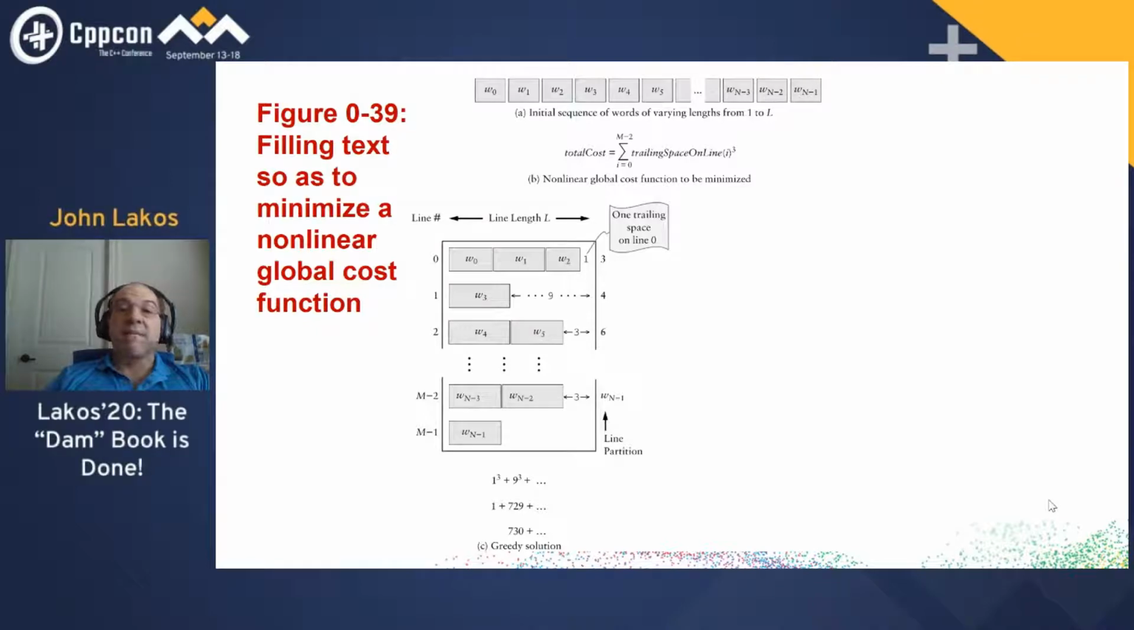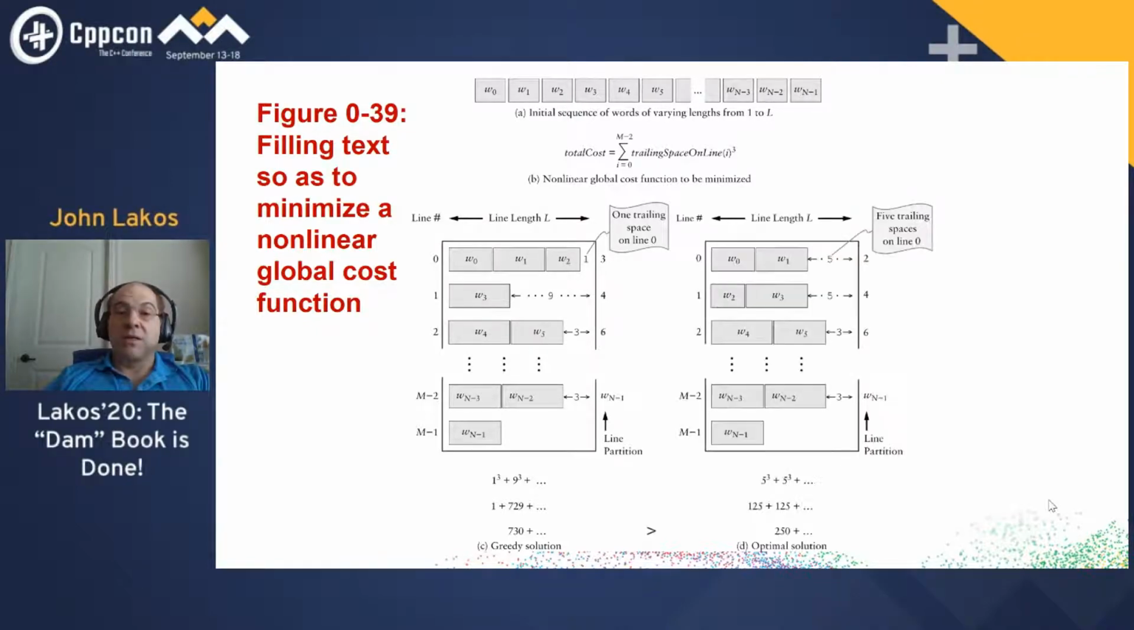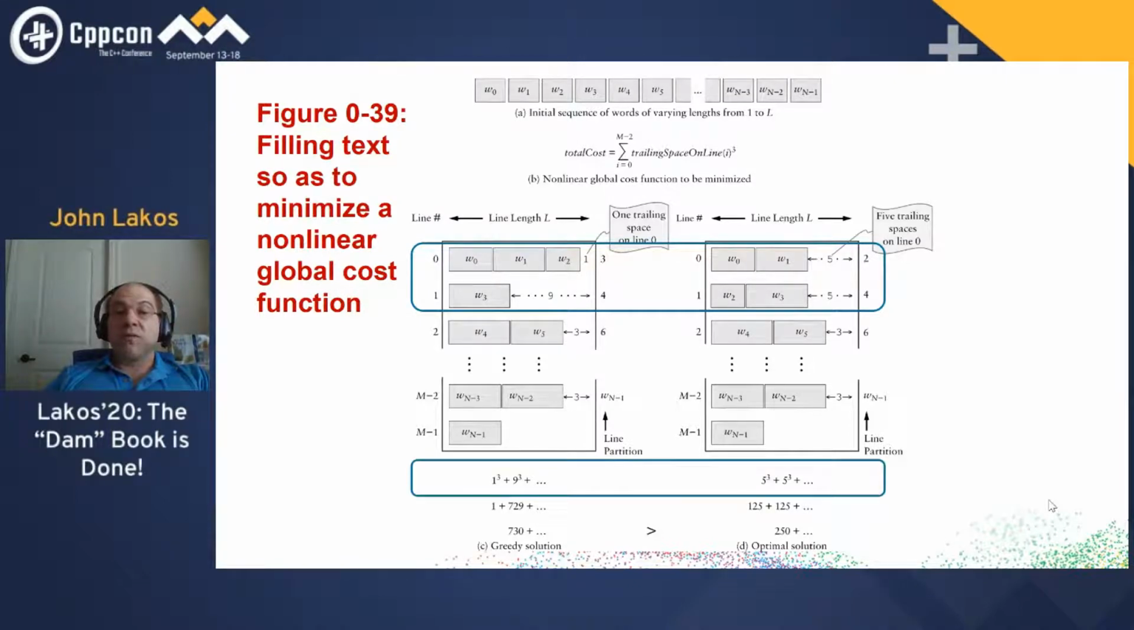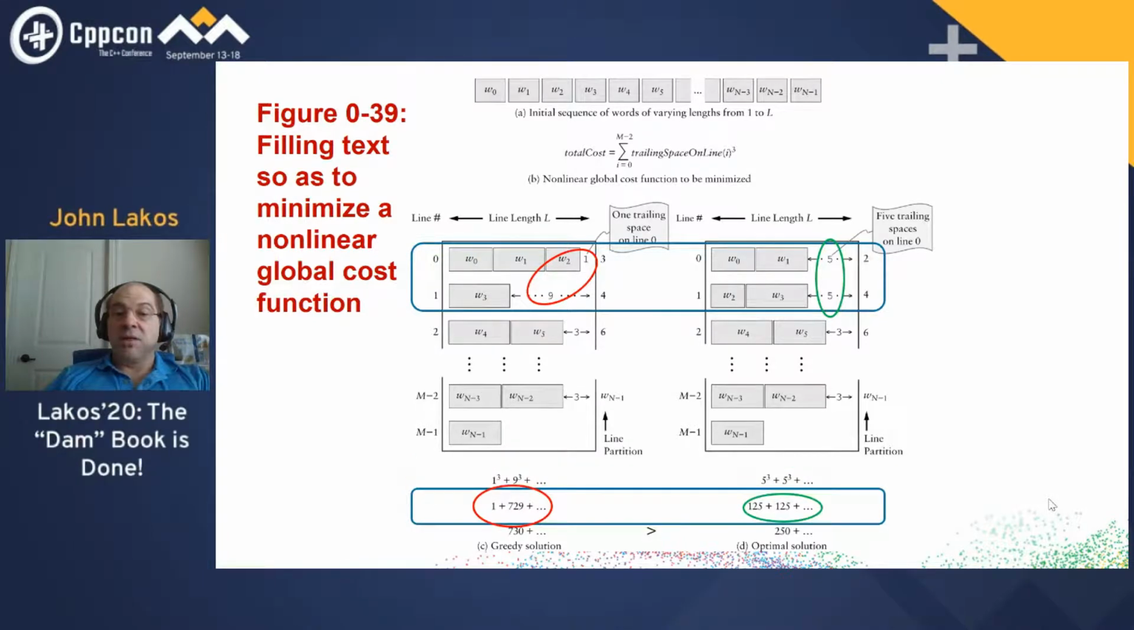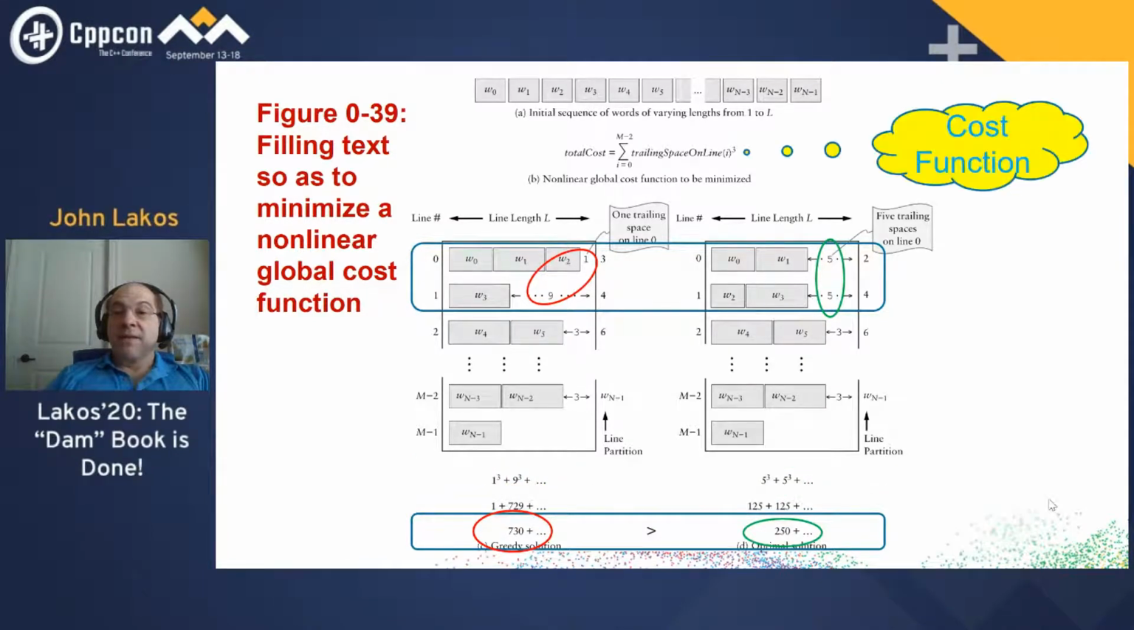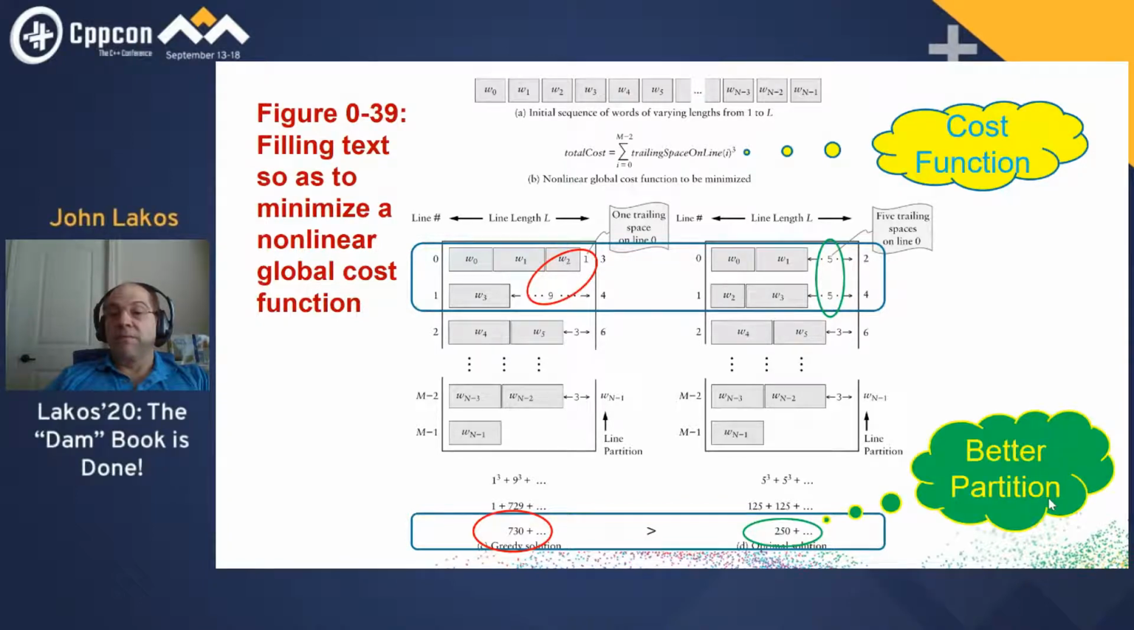So here on the left side, you see I have used a greedy algorithm to fill in 3 words. Over here, you've seen that I've wisely chosen, using a global algorithm, not to fill in 3 words. As a result, the first 2 lines contribute a lower cost to the overall cost function. You see 1 cubed plus 9 cubed is less than 5 cubed plus 5 cubed. You see that? 1 cubed and 9 cubed? You see the 5 cubed and 5 cubed? When you add them up, you get this. This is the cost function, and the cost function is lower on the right because the sum of the cubes of the number of trailing spaces on the right is lower. Better partition.